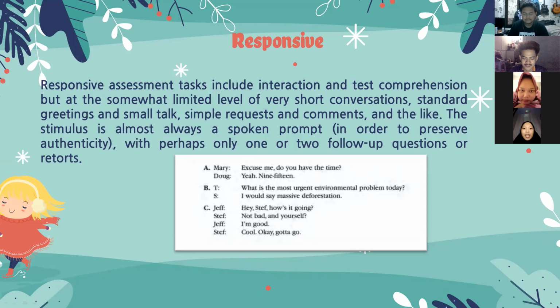Excuse me, do you have the time? Yes, 9:15. What is the most urgent environment problem today? I will say massive deforestation.